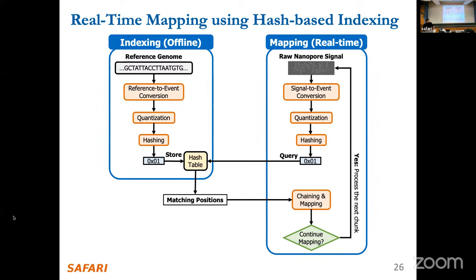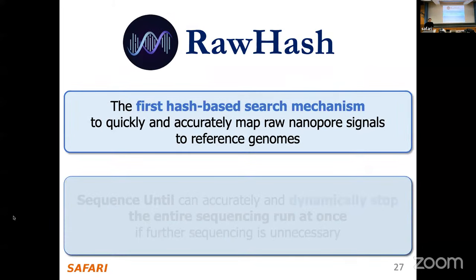And this decision is based on some confidence, whether we can map this read confidently to a particular region or not. And if we can decide on that, we say, okay, this read maps somewhere, so we can stop mapping. And this means that we can stop sequencing that read by using these techniques known as read until and run until that are specific to the nanopore sequencers. So this is what we're proposing in RawHash.